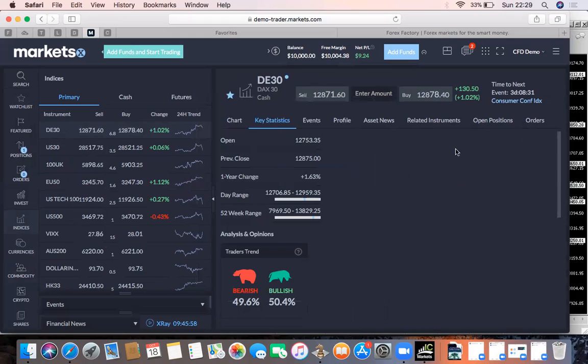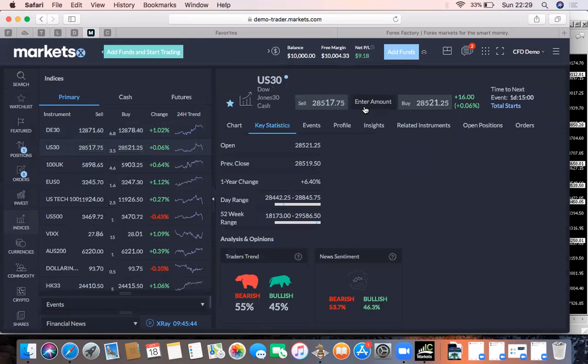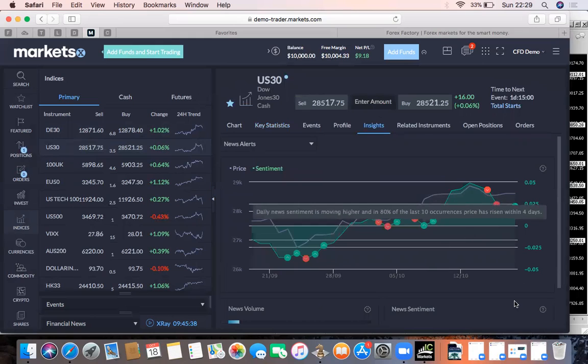US30 here. I can't really find the insight, but let's say I just take this. So from that, I'm sorry, that's the DE30. US30 is one down. That's DAX that you're looking at. I'm sorry. No worries. Yeah, there we go. Right. So I was surprised because I knew there was some insight on the US. So you could see the insight here, right?